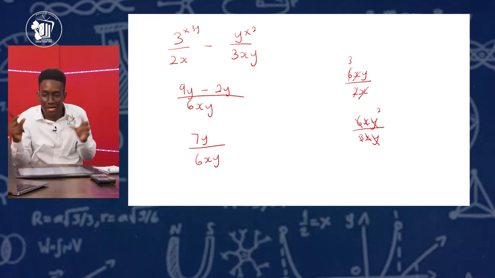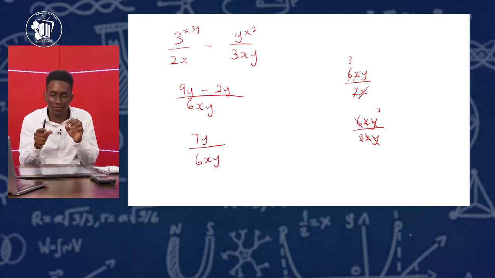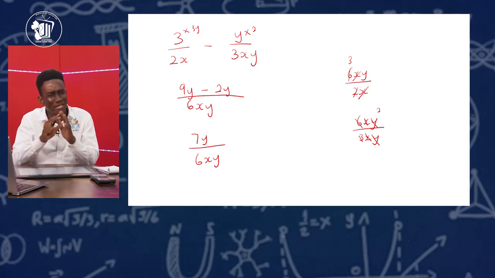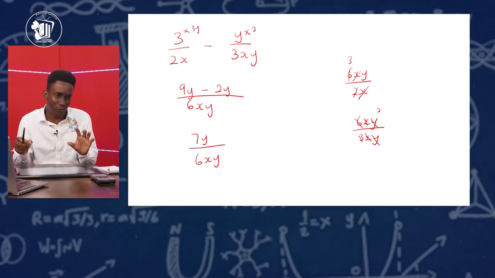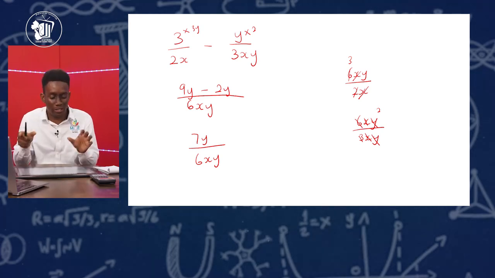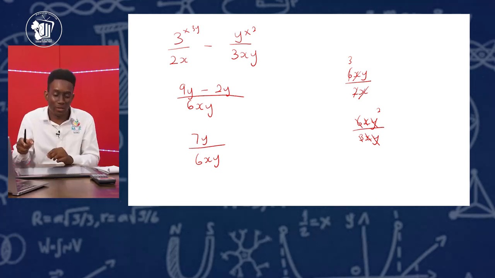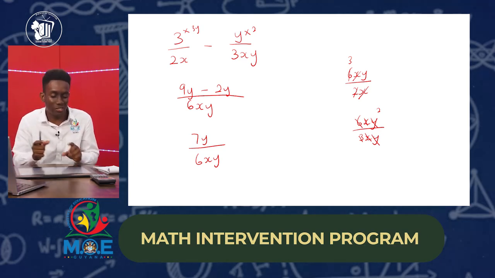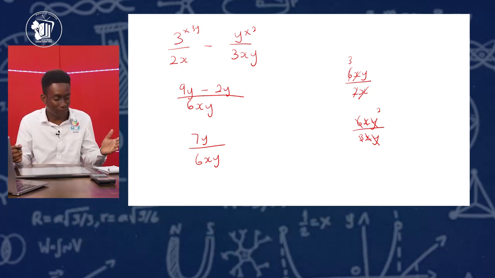And of course, we had to simplify the 9y minus the 2y because those two are like terms and we cannot leave like terms as that. We have to simplify it further. So 9y subtract 2y would give you 7y, and all of this over 6xy. That is what happens when we express 3 over 2x, subtract y over 3xy as a single fraction.